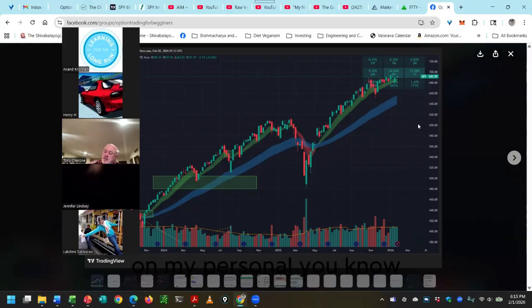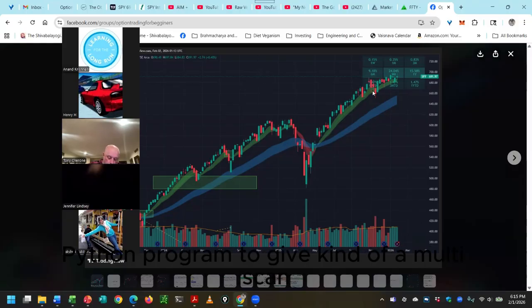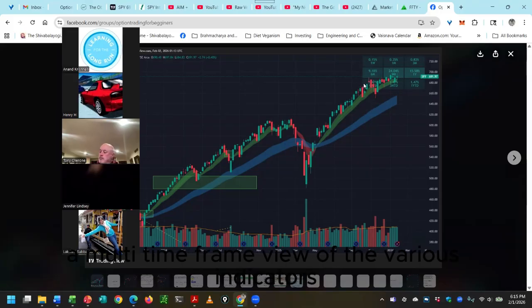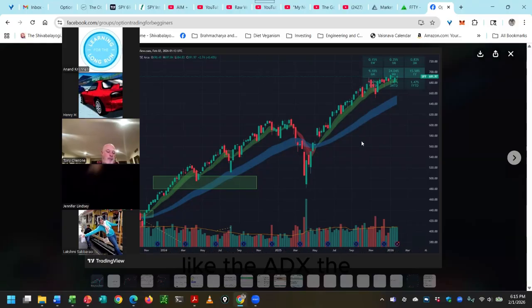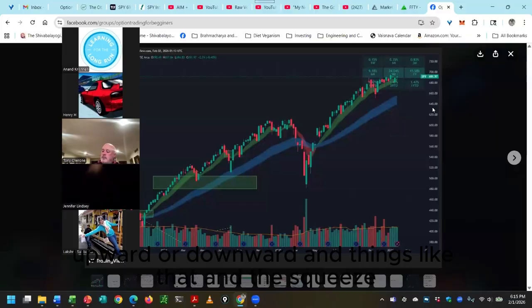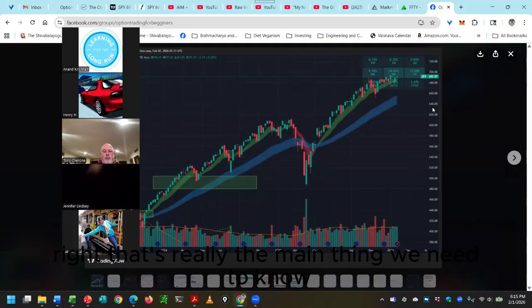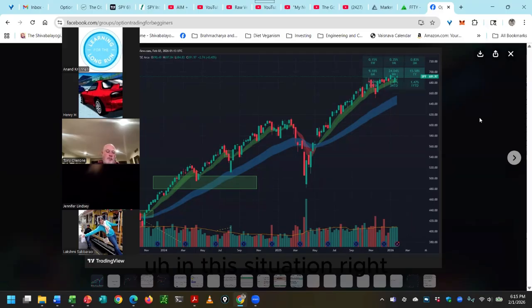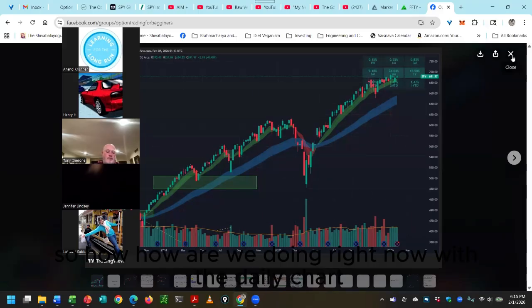One of my plans is to start running the scans on my personal Python program to give a multi-scan, multi time frame view of the various indicators like the ADX, the moving averages showing upward or downward, and the squeeze. That's really the main thing we need to know in this situation. So how are we doing?